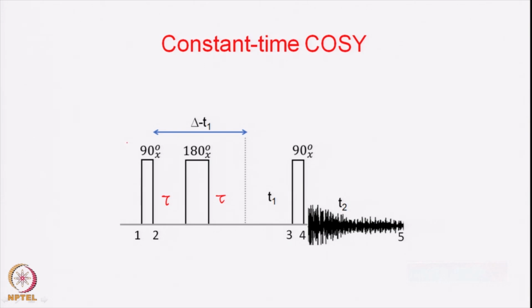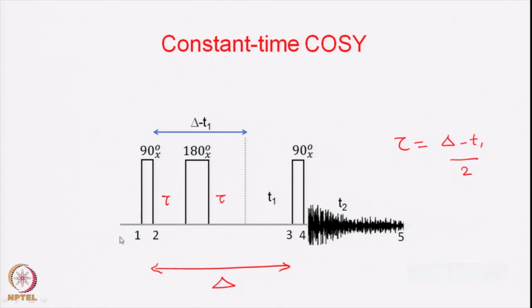So 90, tau, 180, tau is a spin echo, and this period is then followed by T1. The total time from here to here is constant. The total time from here to here is constant, that is delta, and therefore tau will become equal to (delta minus T1) divided by 2.